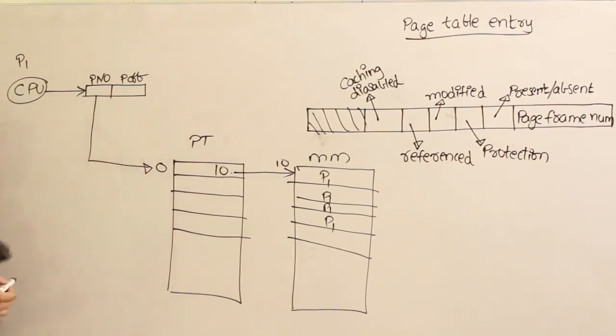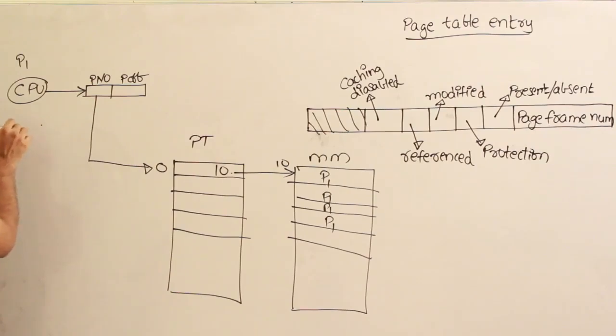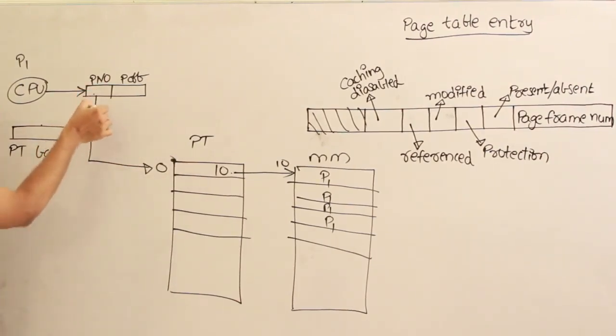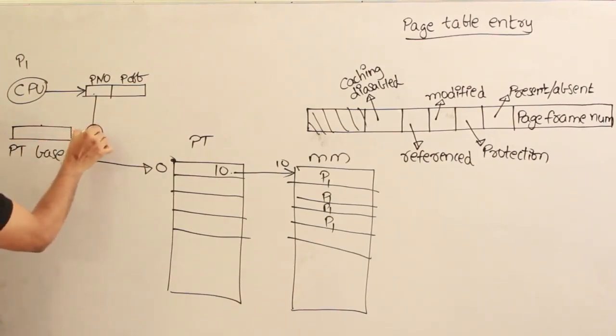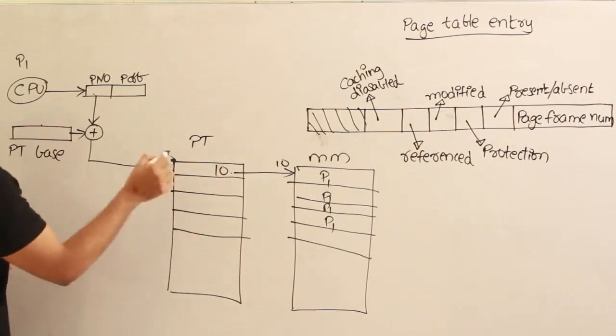But then there is one more part here. The CPU should also know where the page table is placed. For that reason, the CPU will have a special register that will contain the page table base address. Base address means the starting address of the page table. Whenever we take the page number, we take the page table base and the page number and add these two. Then only can we go to the exact address where the page entry is, right?